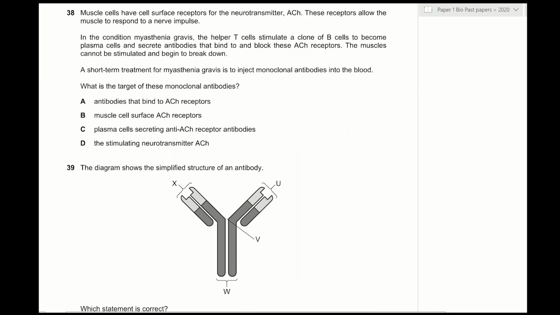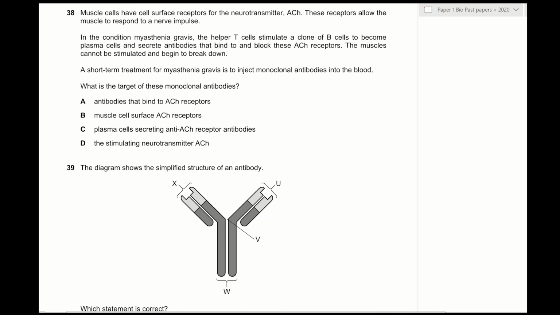Muscle cells have cell surface receptors for the neurotransmitter ACH. These receptors allow the muscle to respond to a nerve impulse. In the condition myasthenia gravis, the helper T cells stimulate a clone of B cells to become plasma cells and secrete antibodies that bind to and block these ACH receptors. The muscles cannot be stimulated and begin to break down. A short-term treatment for myasthenia gravis is to inject monoclonal antibodies into the blood. What is the target of these monoclonal antibodies?